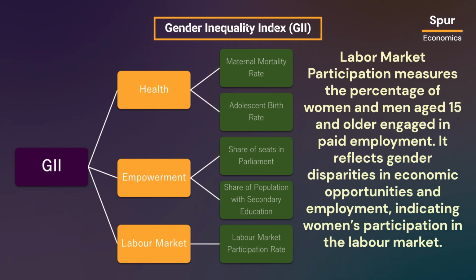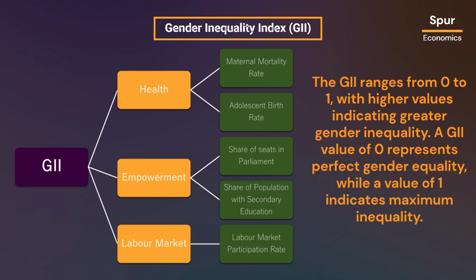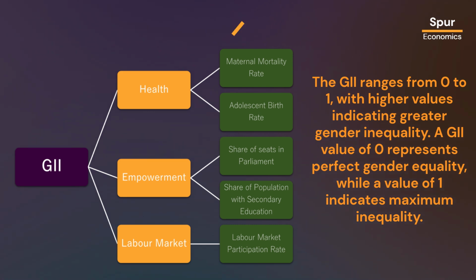Labor market participation measures the percentage of women and men aged 15 and older engaged in paid employment. It reflects gender disparities in economic opportunities and employment, indicating women's participation in the labor market. The GII ranges from 0 to 1, with higher values indicating greater gender inequality. A GII value of 0 represents perfect gender equality, while a value of 1 indicates maximum inequality.